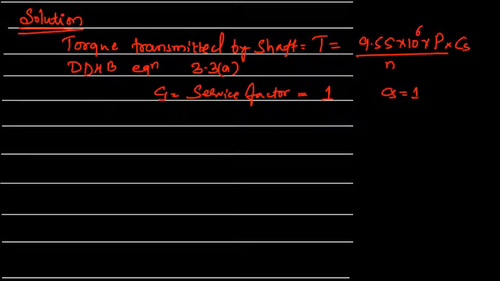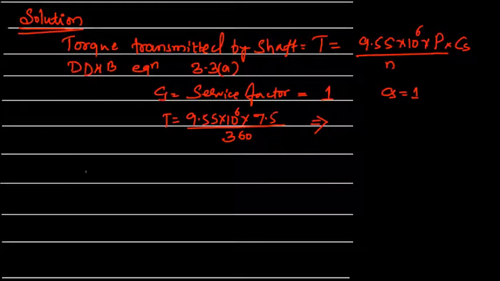Now in this case, torque T equal to 9.55 into 10 to the power of 6, with power 7.5 kilowatt, divided by speed 360 RPM. You just calculate how much you are going to get. Once you have the torque, you can find the tension in pulley 1 and pulley 2. After getting the tensions, you can find the maximum bending moment to which the shaft is subjected.